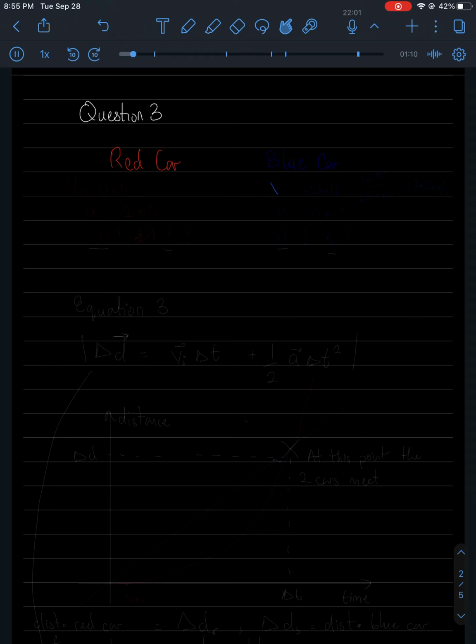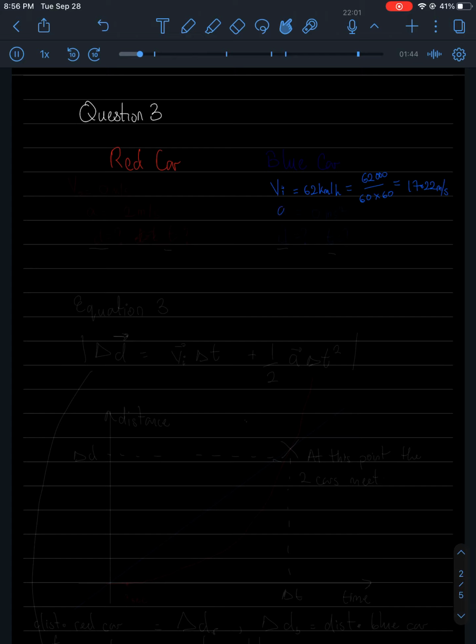The blue car, we know its initial velocity, we call that VI, is 62 kilometers per hour. Because we know our acceleration was given in meters per second, we're going to convert this to meters per second. So that's going to be 62,000 meters over 60 minutes times 60 to give you meters per second. And that would be 17.22 meters per second.